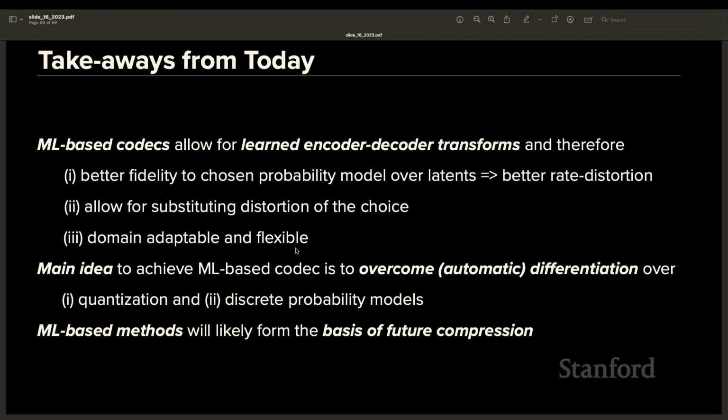You can choose whatever distortion you want as long as it's differentiable. Again, very powerful, because it allows you, if tomorrow there is a better vision model, to make a better compressor for that. Then you can have something domain adaptable and flexible. The main idea to achieve the ML-based things was to be able to differentiate across quantization and discrete probability models. And most likely we are going to see more and more ML-based codecs in your future compressors. So very hot and active area, participate in it.